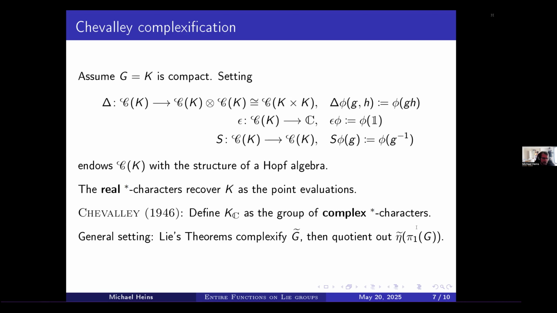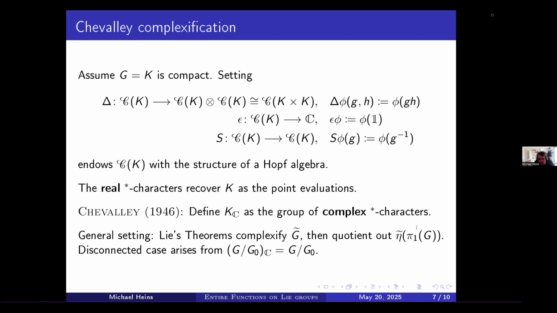The construction can also be found in Karl-Hermann Neeb and Joachim Hilgert's book. Okay, or in my thesis. I wrote it down again. And finally, the disconnected case. Okay, this is then easy.